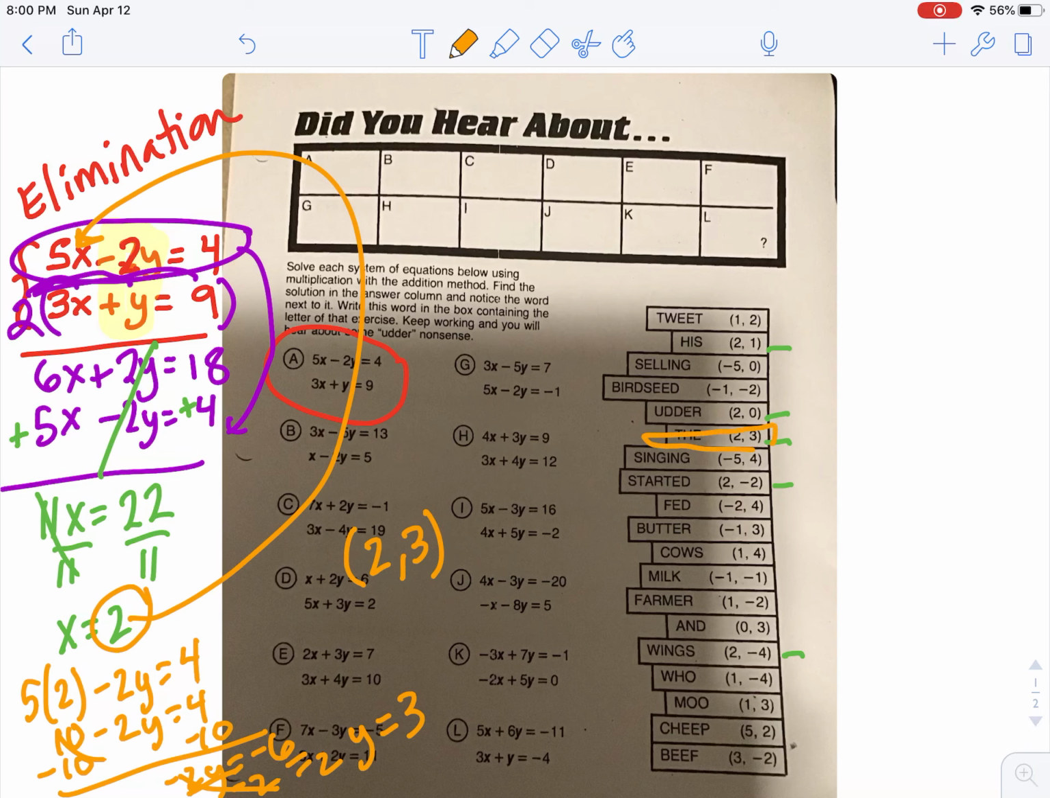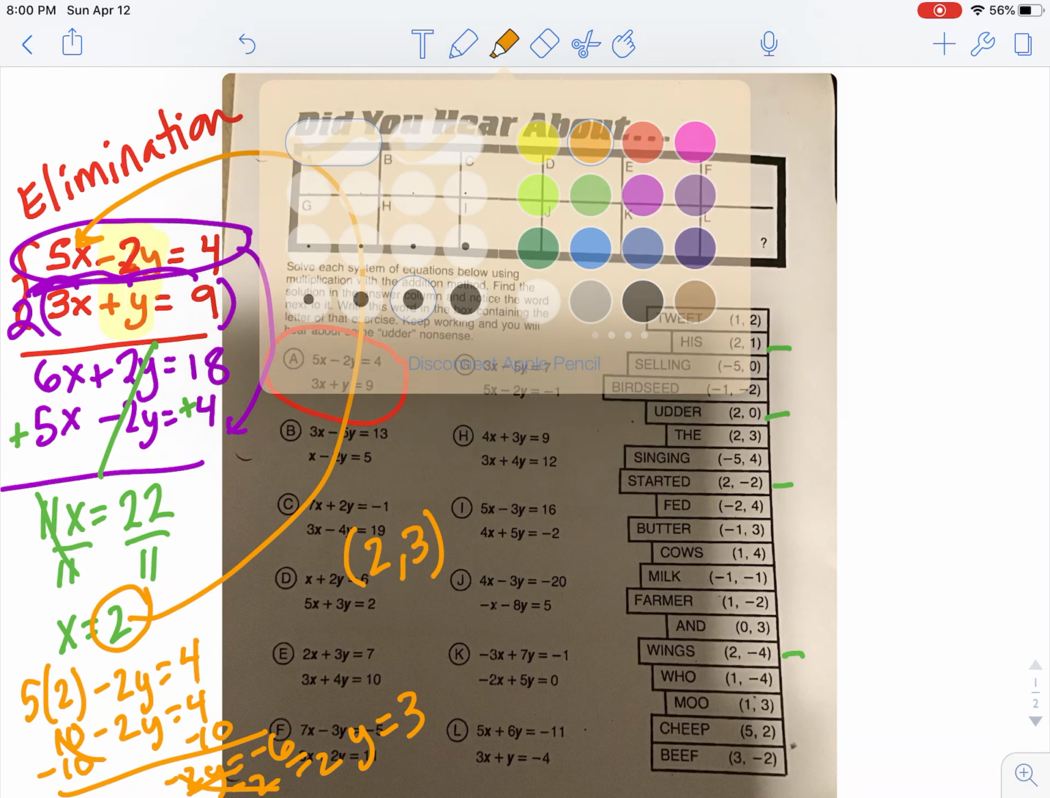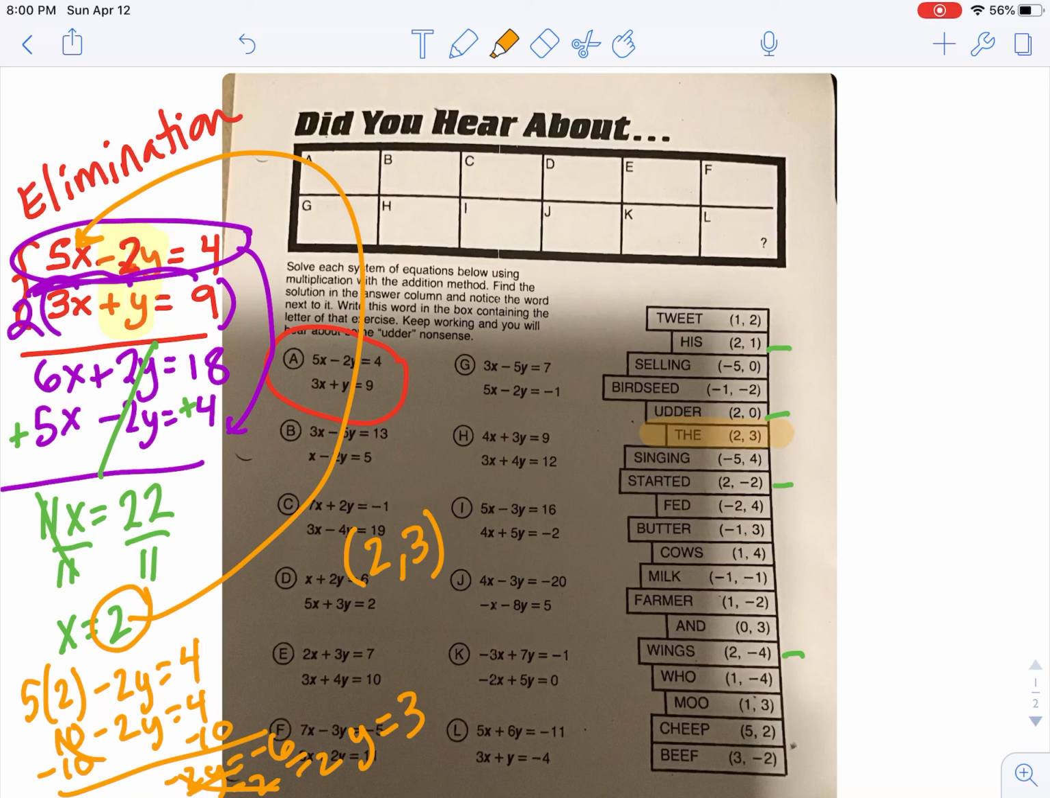Yes, right there. 2, 3. Hold on, that made it hard to see. Let's use this. 2, 3. There it is. So it's the word the, which means that since this was letter A, A is the. So I go up to the top, and in the slot for A, I write the word the.